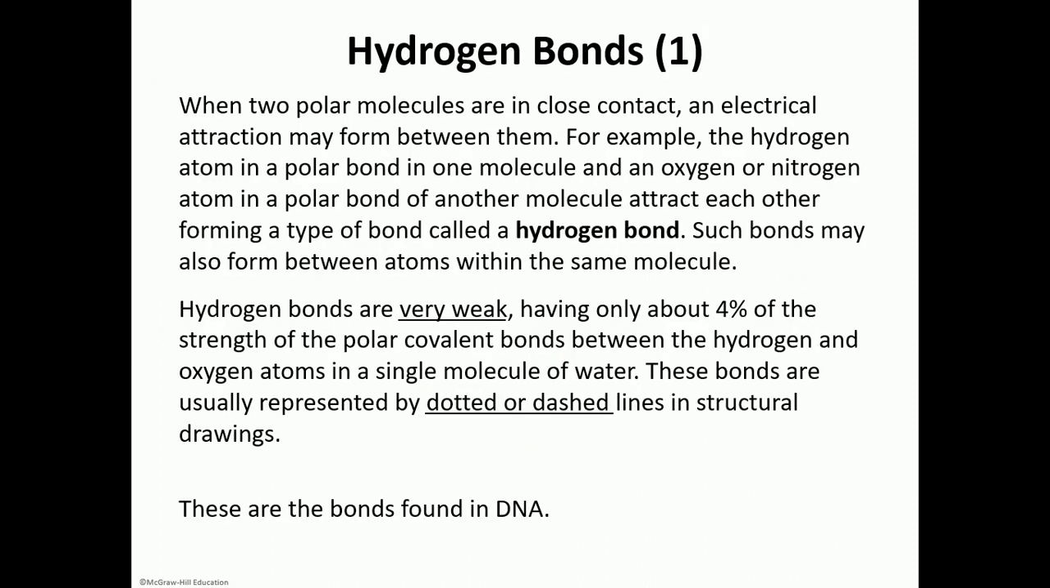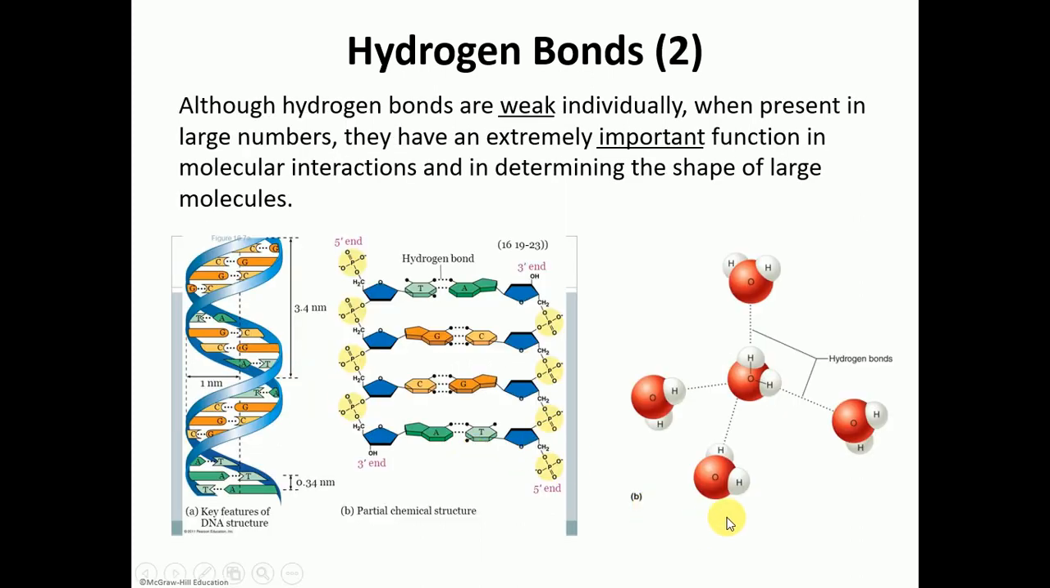Now for hydrogen bonds, and these are the weakest bonds within the body, and it really ties into the polar covalent bond, okay? I'm going to go to the next slide to explain what I just said. So these hydrogen bonds are related to your polar covalent bonds.